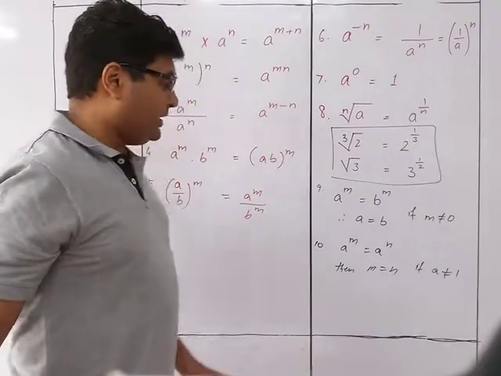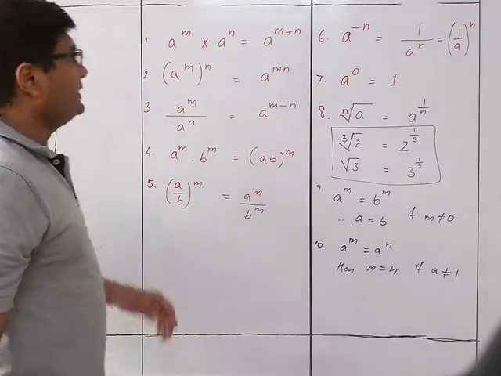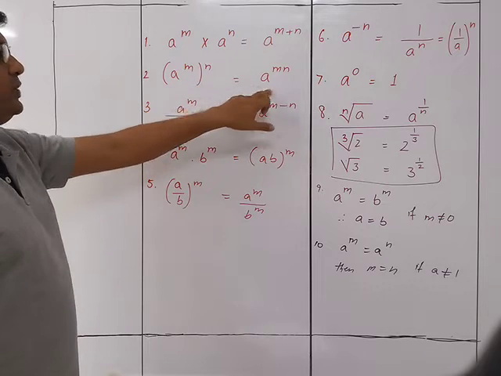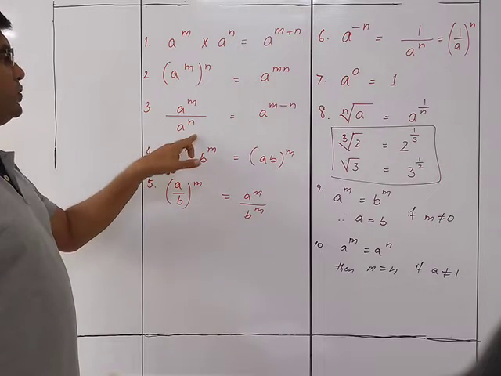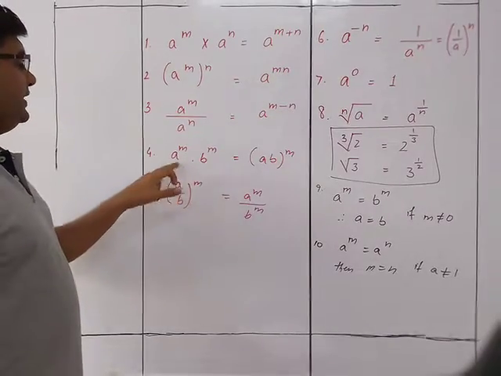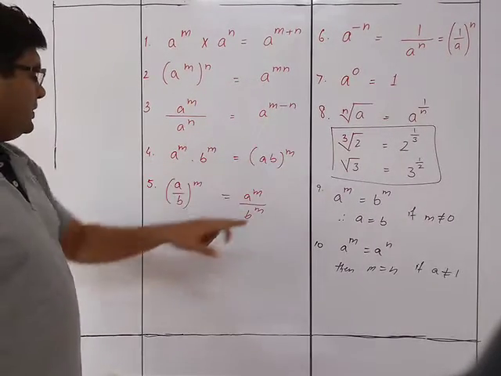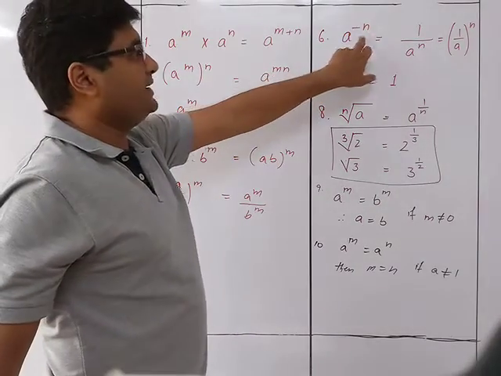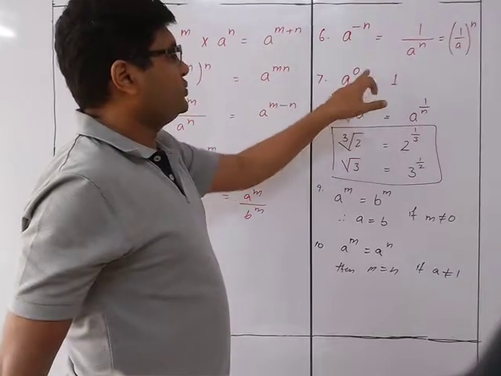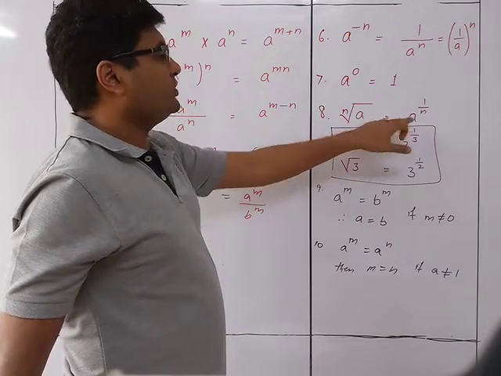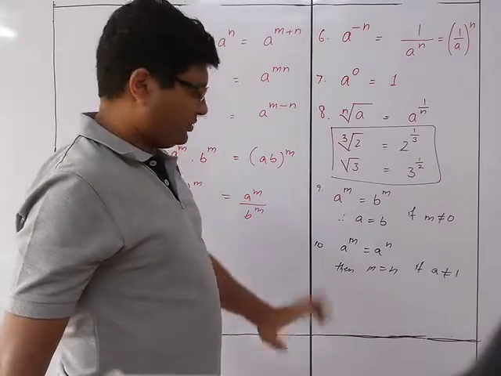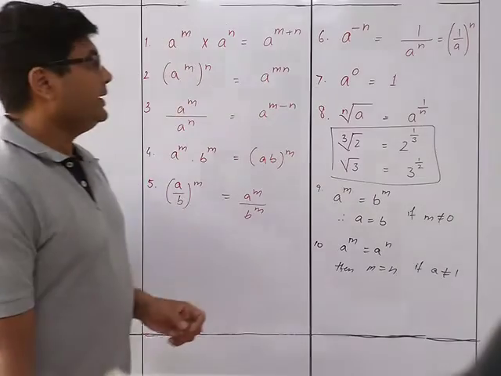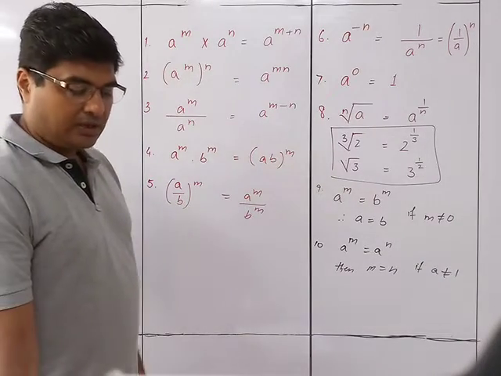Got it? So these are the formulas which you need to learn by heart. A raised to m into a raised to n is a raised to m plus n. A raised to m whole raised to n is equal to a raised to m into n. A raised to m upon a raised to n is equal to a raised to m minus n. A raised to m into b raised to m is equal to ab raised to m. A upon b the whole raised to m is equal to a raised to m upon b raised to m. A raised to minus n is equal to 1 upon a raised to n. A raised to 0 is 1. Nth root of a is equal to a raised to 1 upon n. Got it? So these were the formulas for the indices or exponents.